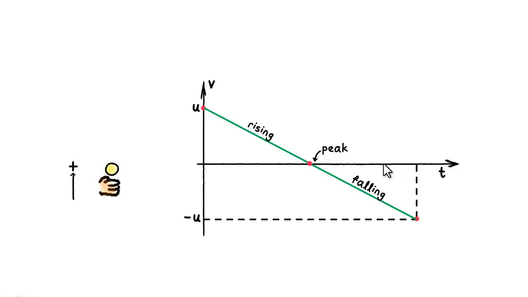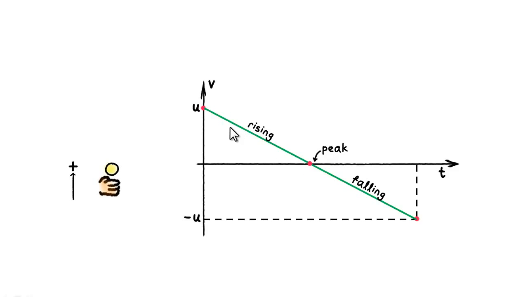Okay, as we admire our VT graph, remember two features of the VT graph. Firstly, the gradient of the VT graph is acceleration. So the gradient of this VT graph is constant, which makes sense because the ball is free falling at a constant rate of 9.81 meters per second squared. The other feature is the area under the VT graph represents displacement.